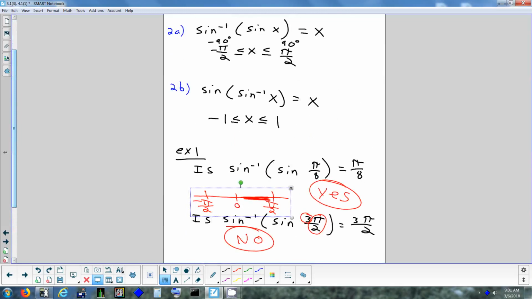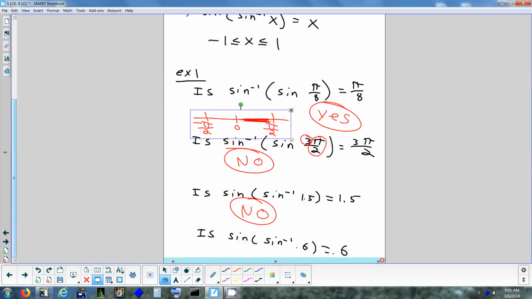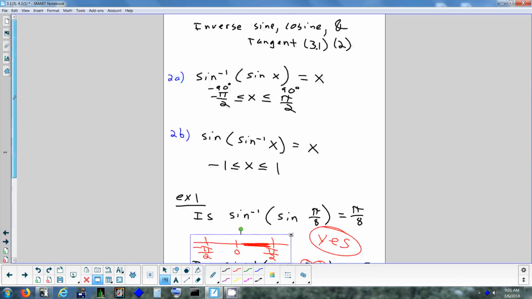Yes. What is the restriction again? Negative pi over 2 and positive pi over 2. When inverse is on the outside, it is, but for this one, it's on the inside. Oh. What's the restriction when it's on the inside? Wait, are you talking about like negative 90? No? From yesterday? Nope, just what's right up here. Oh, is it negative 1? Between negative 1 and 1? Yeah, it's between negative 1 and 1.